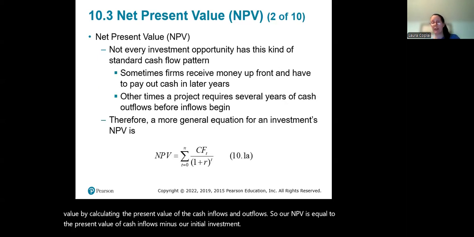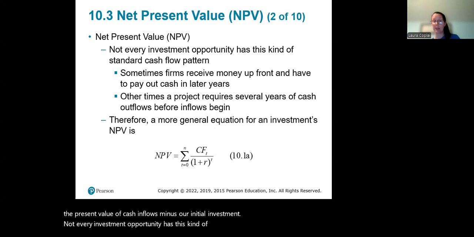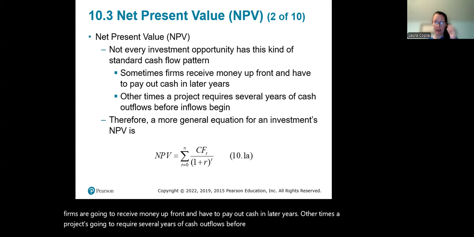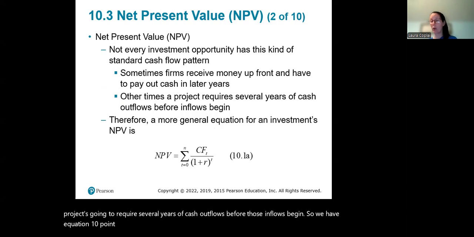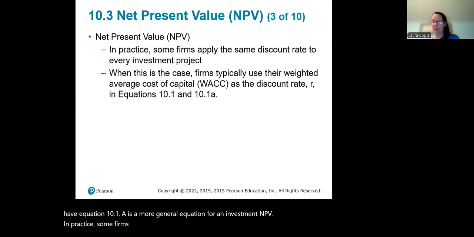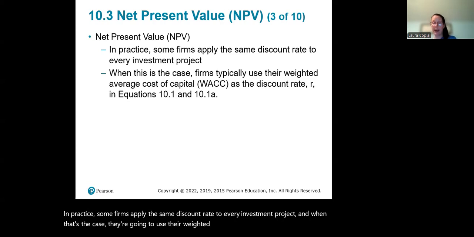Not every investment opportunity has this kind of standard cash flow pattern. Sometimes firms are going to receive money up front and have to pay out cash in later years. Other times, a project's going to require several years of cash outflows before the inflows begin. So equation 10.1a is a more general equation for an investment's NPV. In practice, some firms apply the same discount rate to every investment project. When that's the case, they're going to use their weighted average cost of capital, their WACC, as the discount rate, R, in equations 10.1 and 10.1a that we looked at.